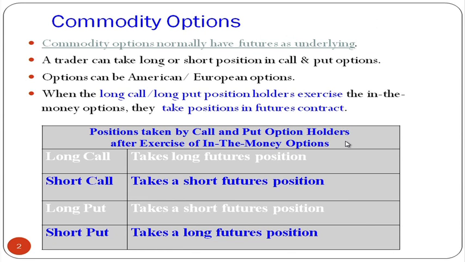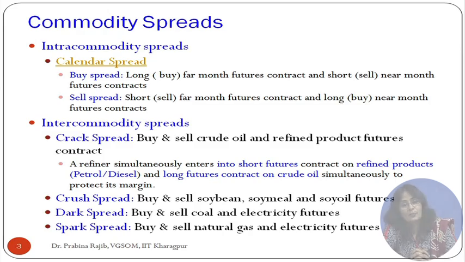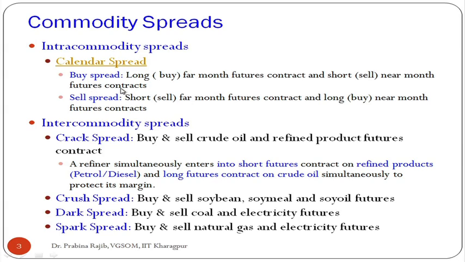Now, let us go to the next type of contracts which commonly trade at an exchange. This is called commodity spreads. So, what exactly is a commodity spread? A commodity spread is when a buyer simultaneously takes positions in two futures contracts. Let us take a simple example of a calendar spread. Calendar spread means somebody can take a long futures position in a near month contract and simultaneously sell a futures contract, that is, take a short futures position in a far month contract, or vice versa.